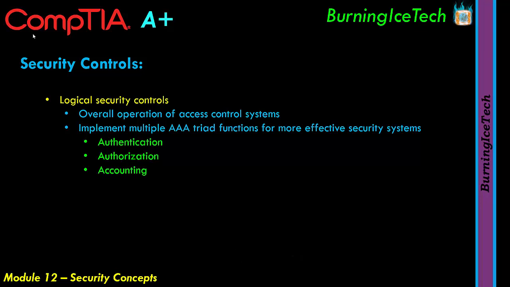And you also have implementing multiple AAA Triad functions for more effective security systems. Sounds very fancy, but it just comes down to normal authentication. Once again, proving you are who you say you are. You can think of that as step 1, which pretty much always takes place. Authorization is step 2, which does not necessarily take place. That is something maybe like an Active Directory account.